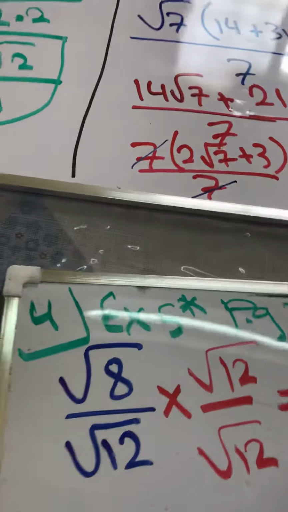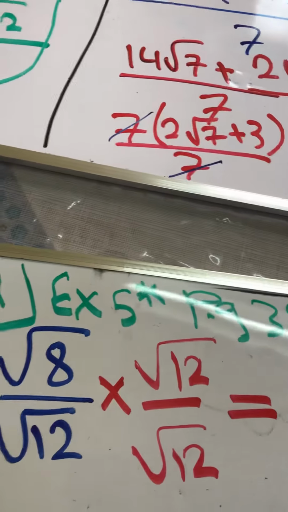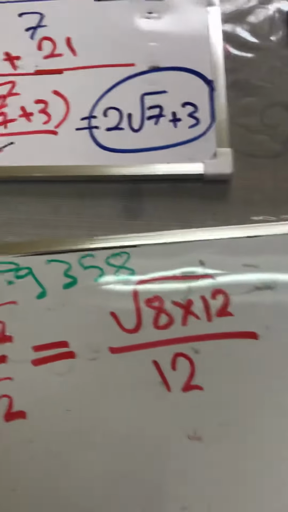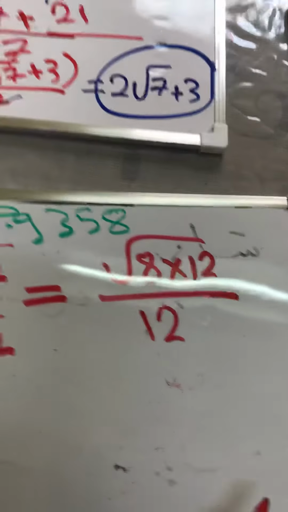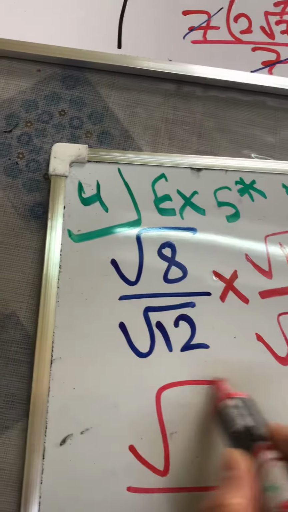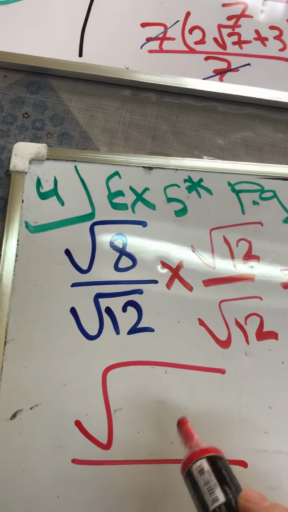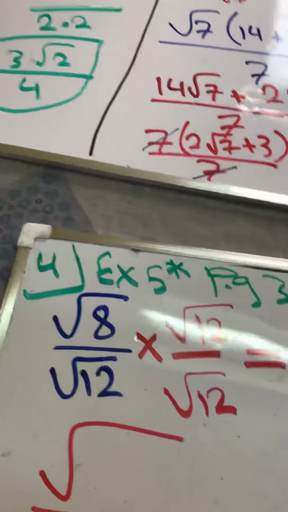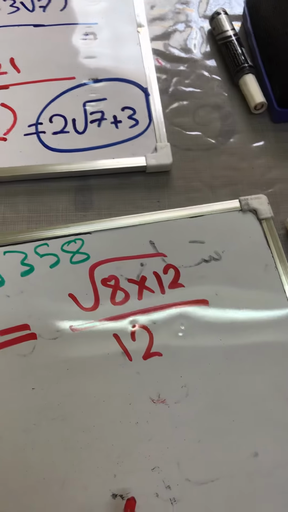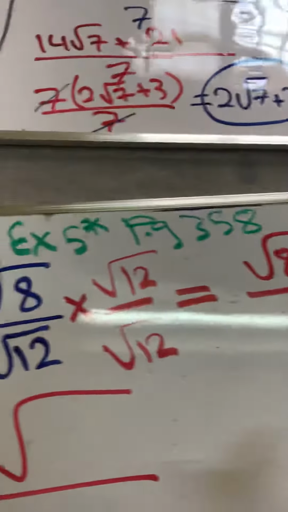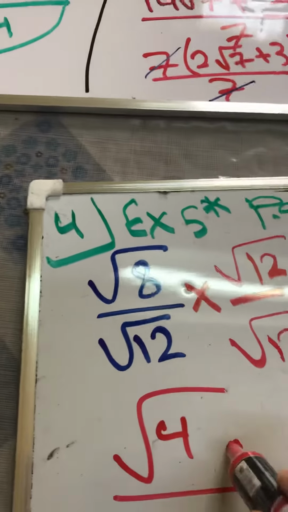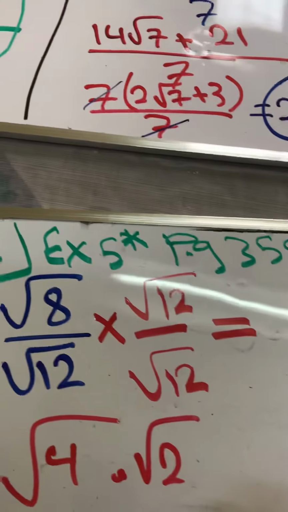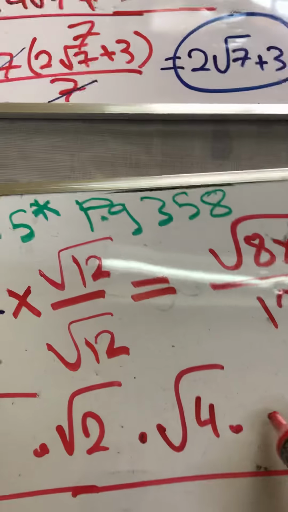Okay, so now up, numbers together, multiply, so it will be square root of 8 times 12, as you see. And down, square root of 12 times square root of 12 equal 12. This is the aim from rationalizing. Okay, now I have 8 times 12 equal 96. Okay, but I prefer to do something else. I want to factorize this 8 and 12. We can make this 8 as square root of 4 times square root of 2. And what about square root of 12? We can make it as square root of 4 times square root of 3.